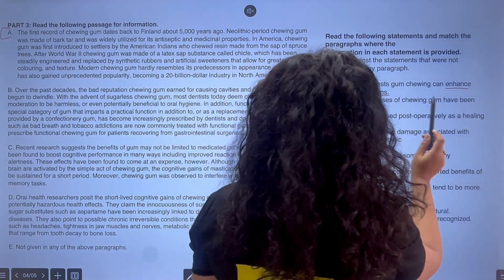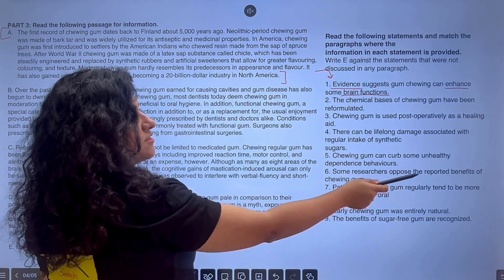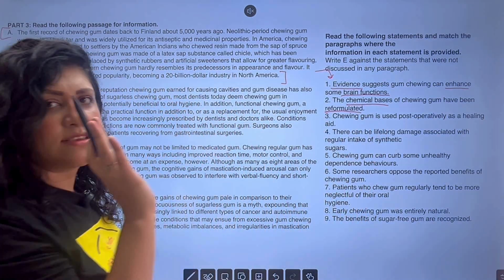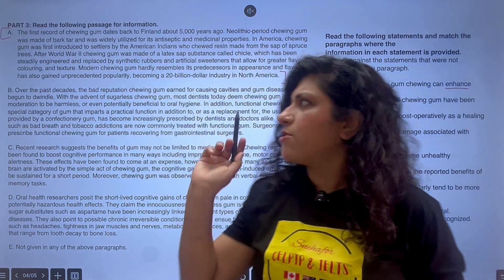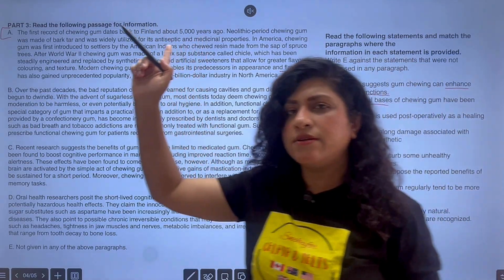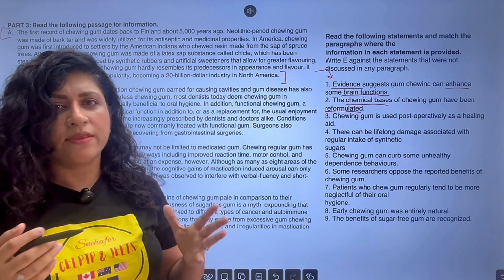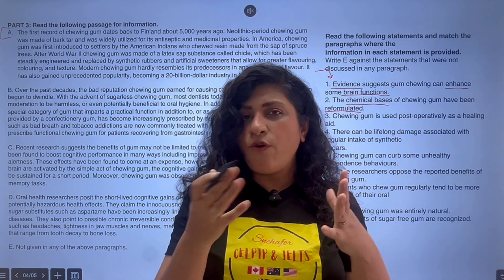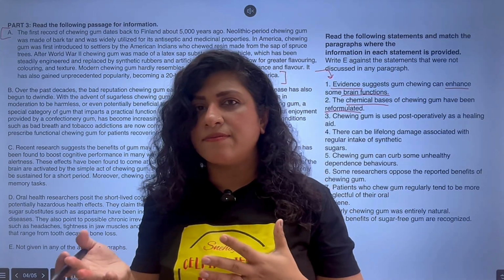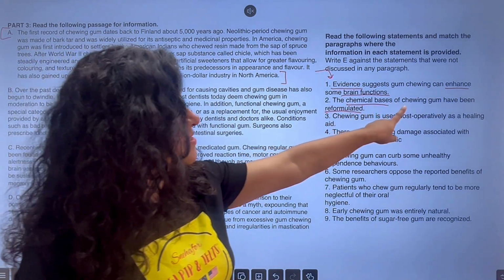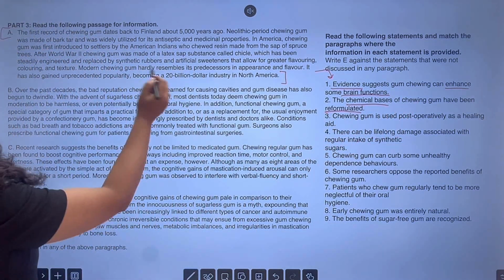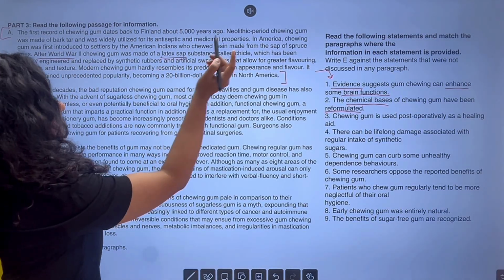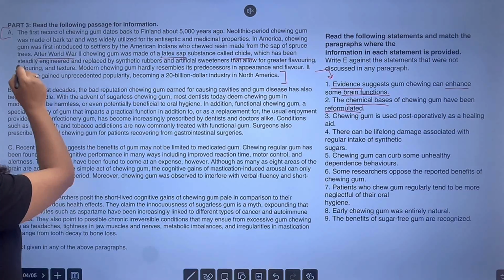Come to question number 2. The chemical bases of chewing gum have been reformulated. Chemical bases, reformulated. These are my keywords. Now I know that this para talked about how this chewing gum was made from natural substances initially and then that was replaced by synthetic rubbers. So, chemical bases of chewing gum have been reformulated. After World War, chewing gum was made of a latex sap, chicle, which has been steadily engineered.